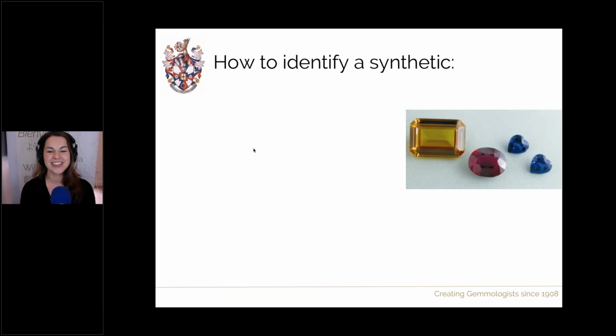So let's look into how to identify a synthetic gem. This is a bit of an overview to start off with, one that can apply to all synthetics. The first thing you need to do is identify the species and variety of the gem. This is by normal gemological testing. So find out what your gemstone is.